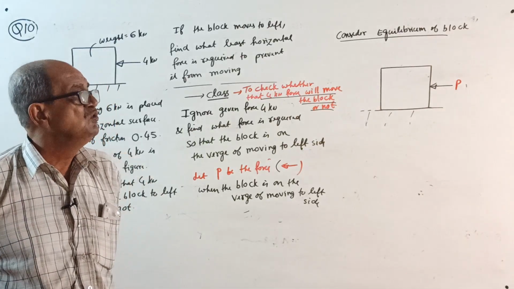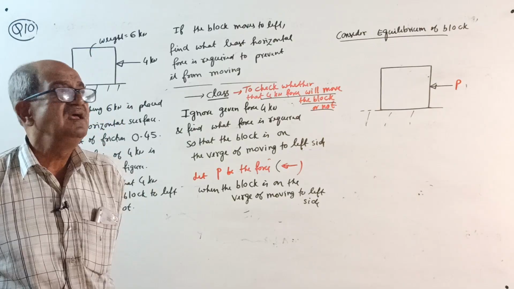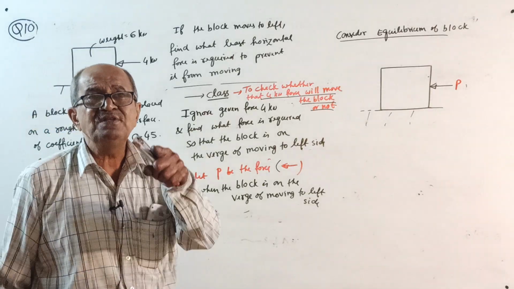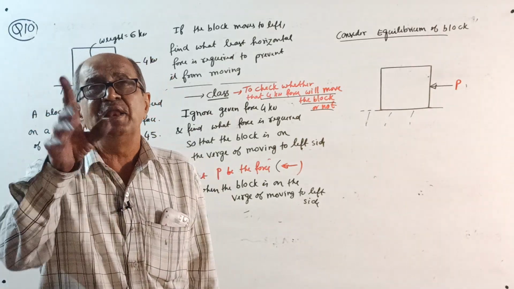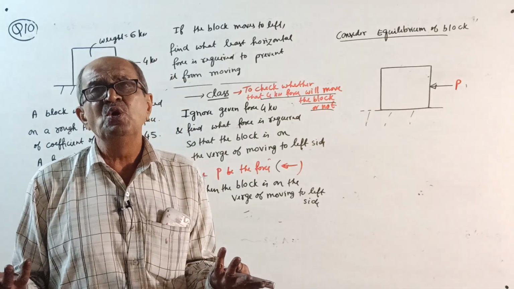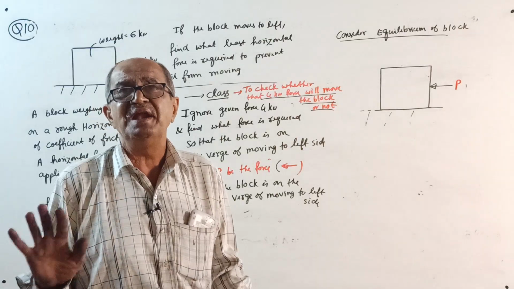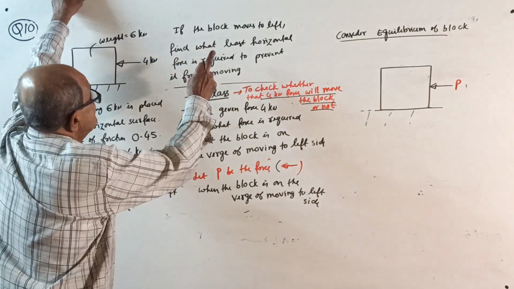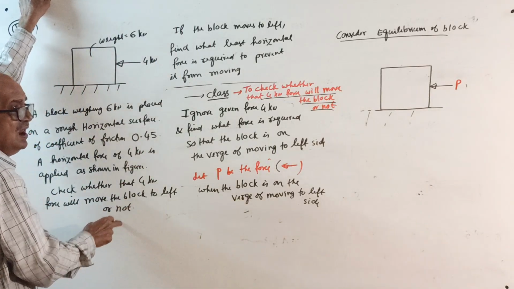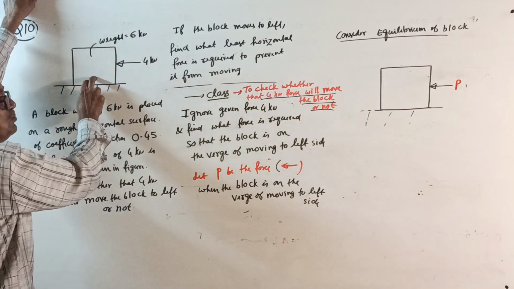You find whether the money in your pocket is sufficient or not. Second part, if not sufficient, I will give you more money. That means if it is sufficient, you don't require more money, and the second part is not valid. Write a note: second part is valid only when this 4 kilonewton will move the block to left side.